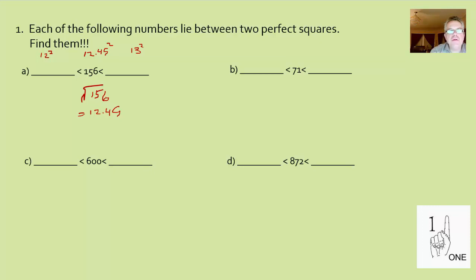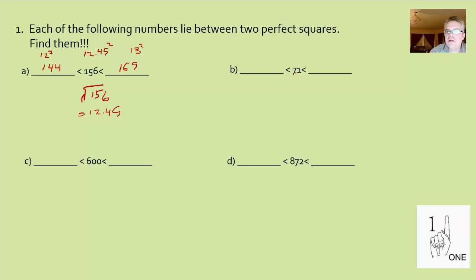I take its square root, and think about the square of that. 12.49 squared is about 156. 12 squared is 144. That's the largest perfect square that's still less than 156. And 13 squared is 169. That's the smallest perfect square that's still bigger than 156. These are the two that surround it.